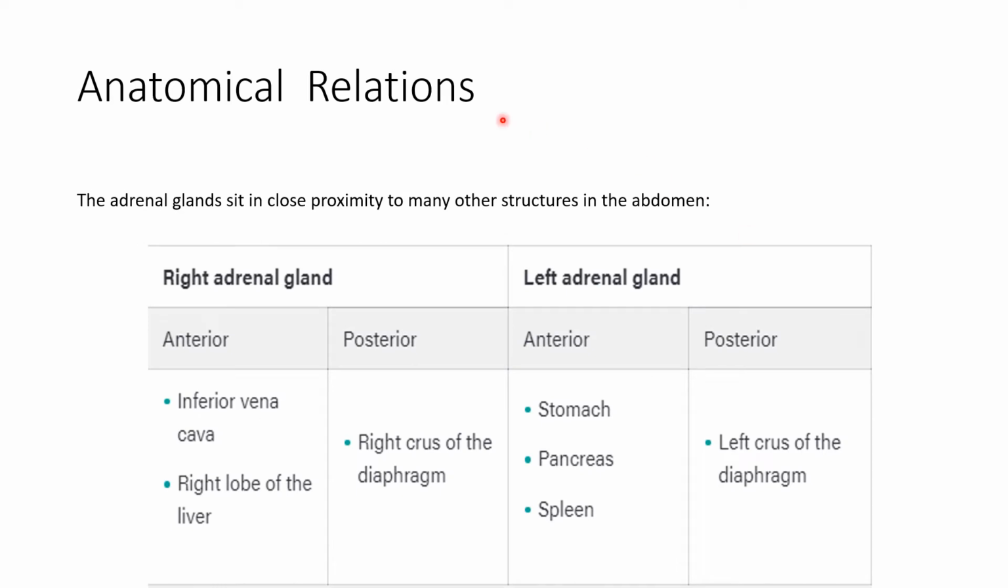Anatomical relations. The glands are in proximity to many other structures in the abdomen. Right adrenal gland, left adrenal gland, anterior and posterior relations. Anteriorly, the right one relates to the inferior vena cava and right lobe of liver. Posteriorly, the right crus of diaphragm. The left one, anteriorly, relates to the stomach, pancreas and spleen. Posteriorly, the left crus of diaphragm.